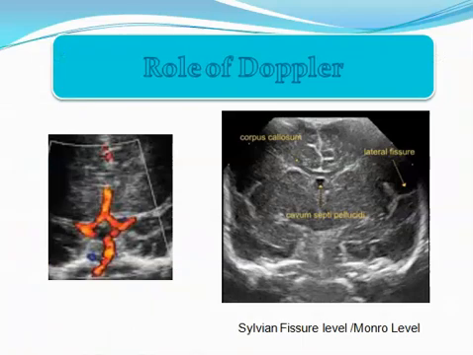The Doppler also plays a very important role in the evaluation of the intracranial anatomy. The most important and commonly used approach of the Doppler evaluation is in the coronal view. If you see over here, this is the image where you can see the fissure, and you see this star-shaped structure, and you can see the cavum septum pellucidum also.